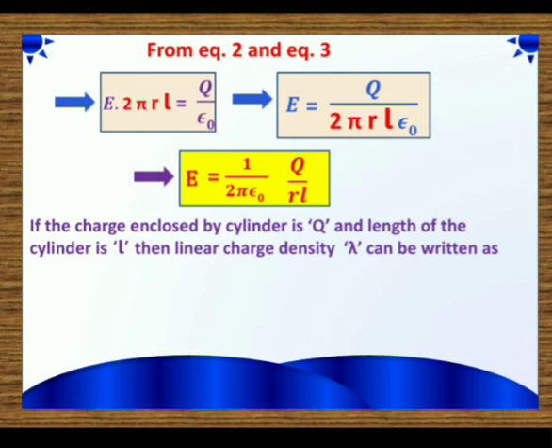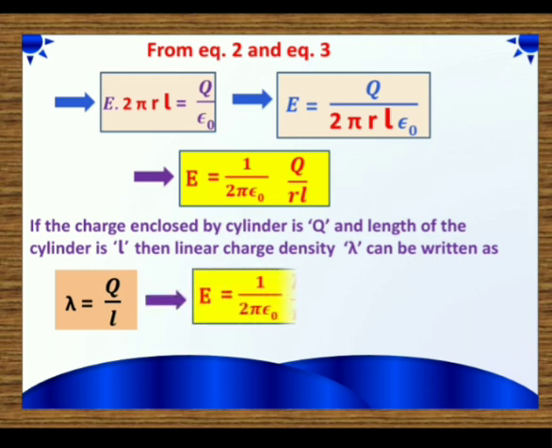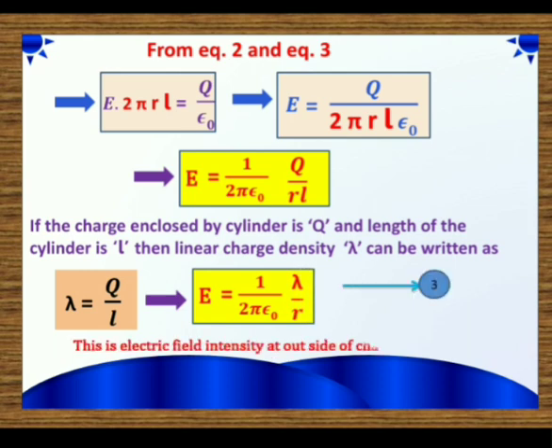Let us suppose the charge enclosed by the cylinder is Q and the length of the cylinder is L, then the linear charge density lambda can be written as lambda is equal to Q by L. Lambda means linear charge density, that means charge per unit length. If I substitute that, then E becomes 1 by 2 pi epsilon naught, Q by L can be replaced with lambda, then lambda by R. This is the electric field intensity outside of the charged cylinder, right?